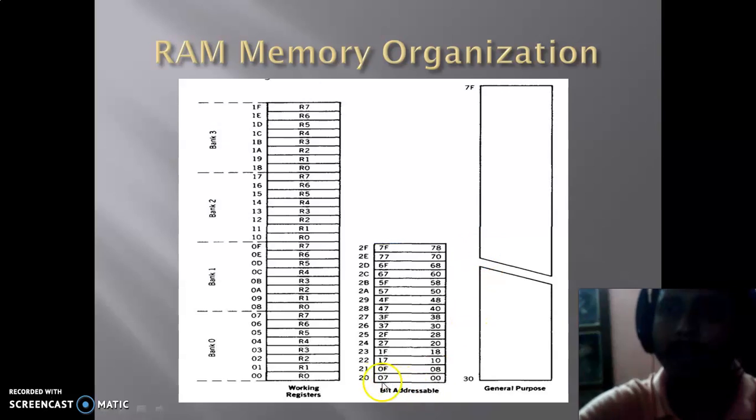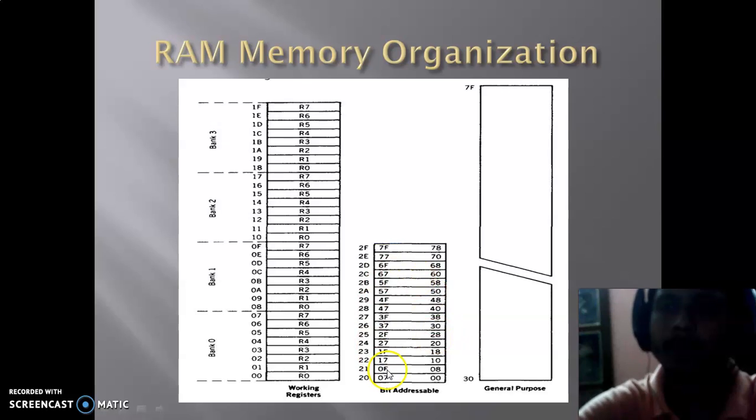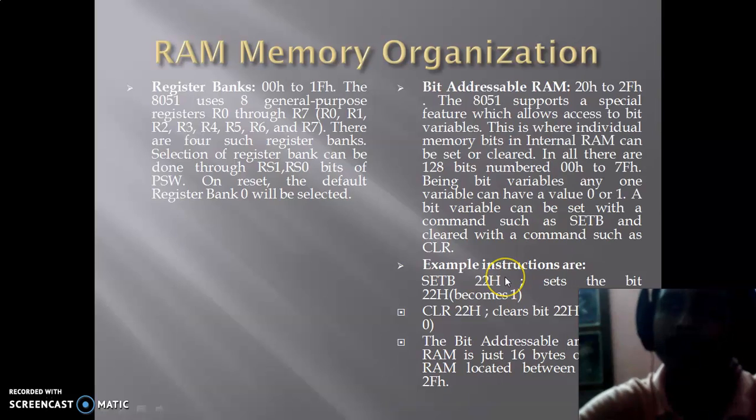And here we have 20 to 2F, this 16 bytes of memory that is used as bit addressable RAM, meaning every bit can be addressed using operations. Any bit of this particular memory can be addressed, so that's why this memory is called bit addressable memory. And from 30 to 7F, this is used as scratch pad RAM, or general memory, where we can store some data.